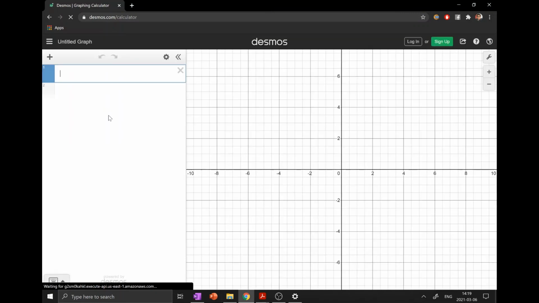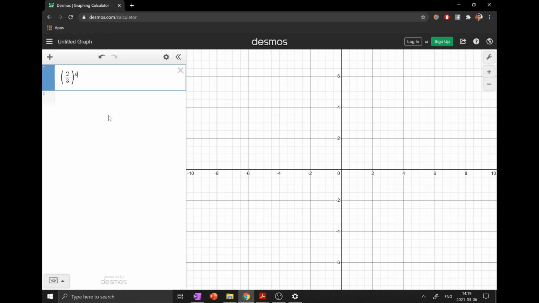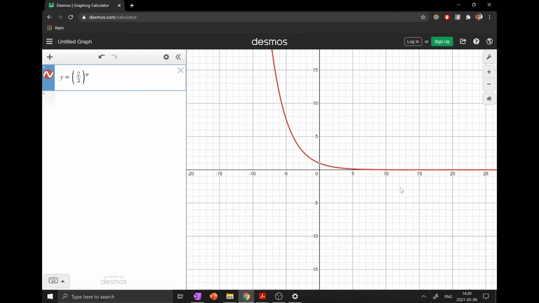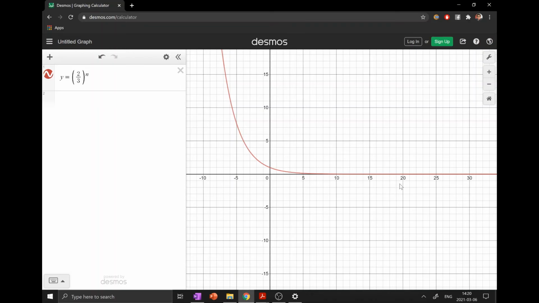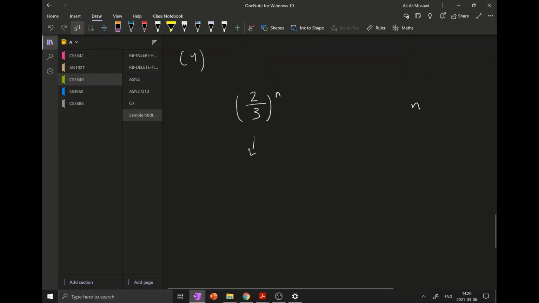Quite slow. Okay, so (2/3)^n, and this is, call it y. Okay, see, as n increases, this just goes to 0. Whereas n increases, okay? That one is increasing.